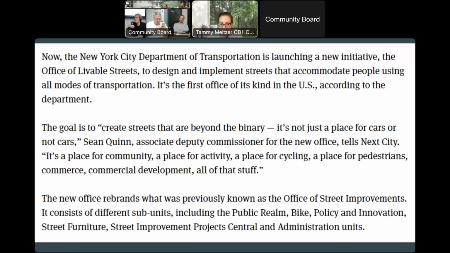I can, and in fact, the public realm team is one of the groups we talked to. That's a conversation I've had. That's what Open Streets is. Yep.